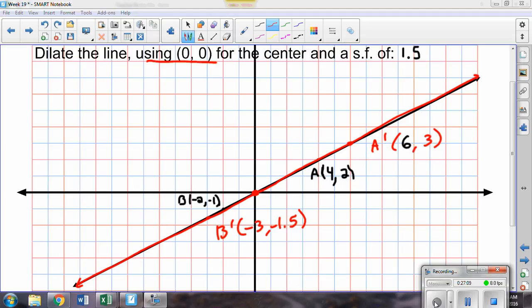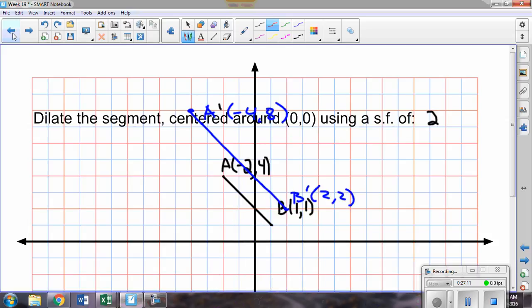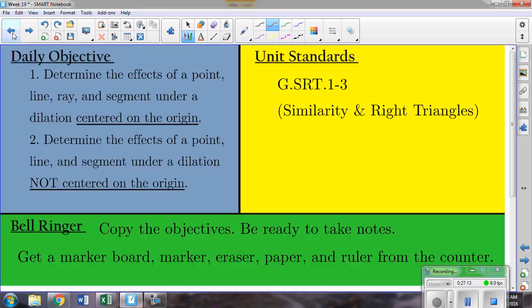And so we finished up our work today. This covers everything we needed for similarity and right triangle standard number 1. Our unit has 3 standards. This is one of the 3 standards. Being able to do dilations on a point, a line, a ray, a segment, and it shouldn't matter if the dilation is centered at the origin or centered at some other point.